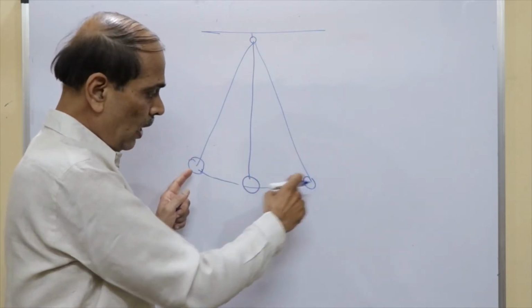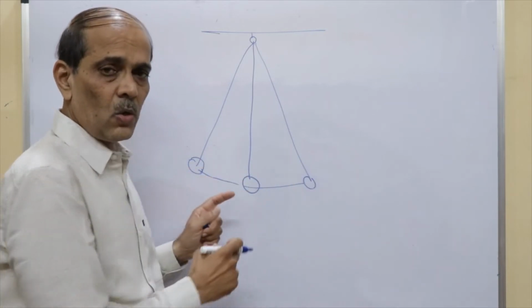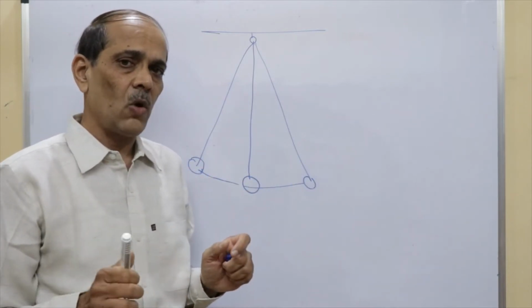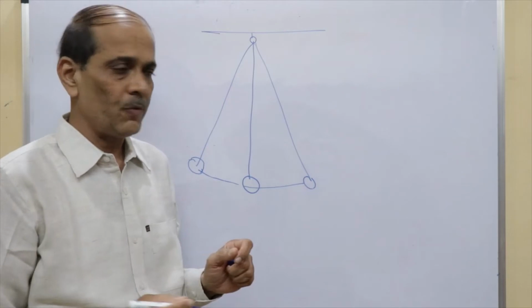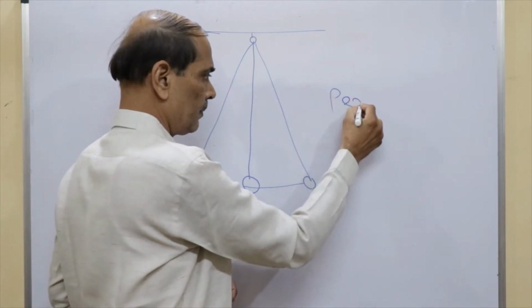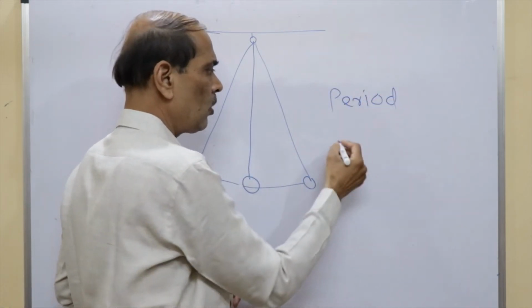So one complete such rotation is called one oscillation or one period of that pendulum. This is called one period or one oscillation.